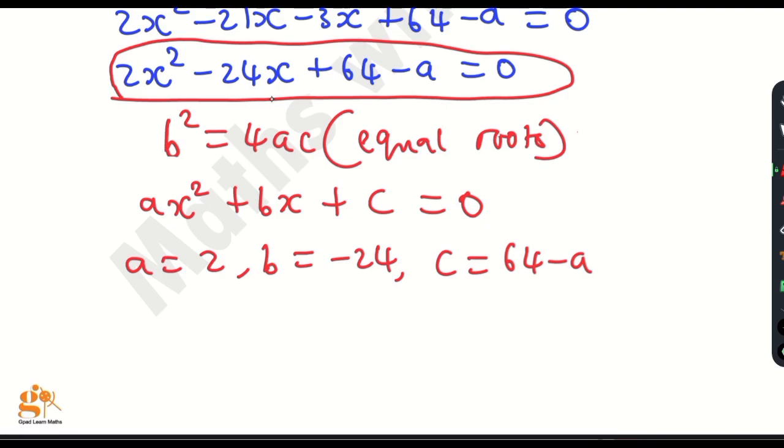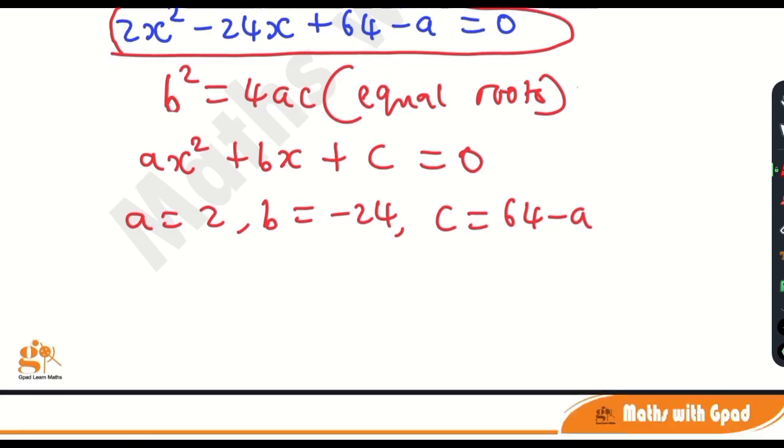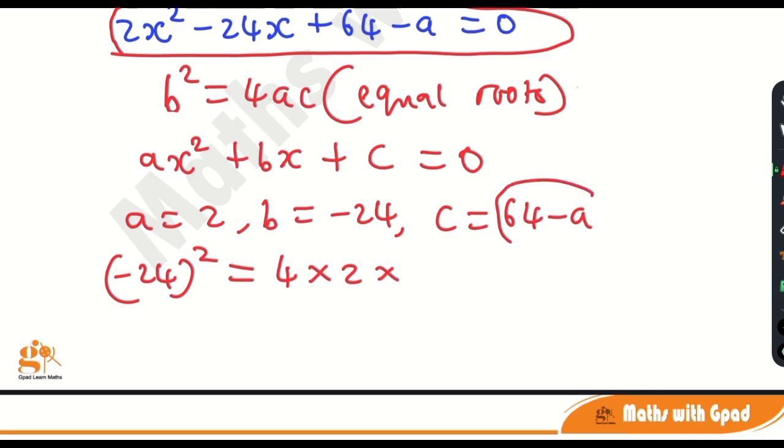Now we're going to use this condition here, b squared is equal to 4ac, to work this out. Now let's go. b squared is what? Minus 24, so that will be minus 24 squared is equal to 4 times a. a is what? 2. Then times, what about c? c is 64 minus a.